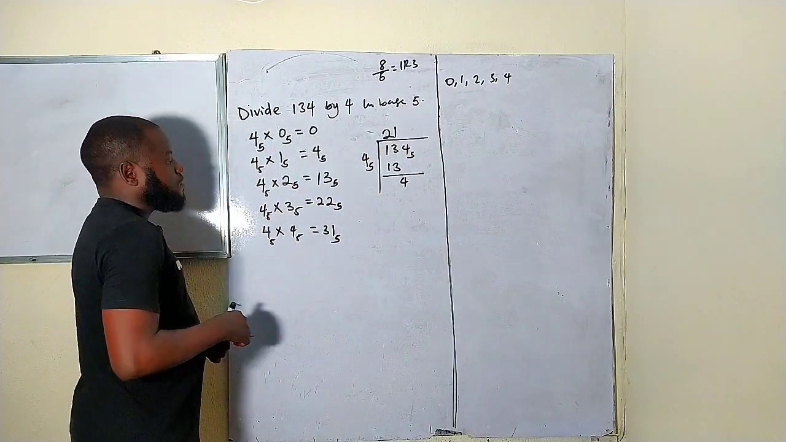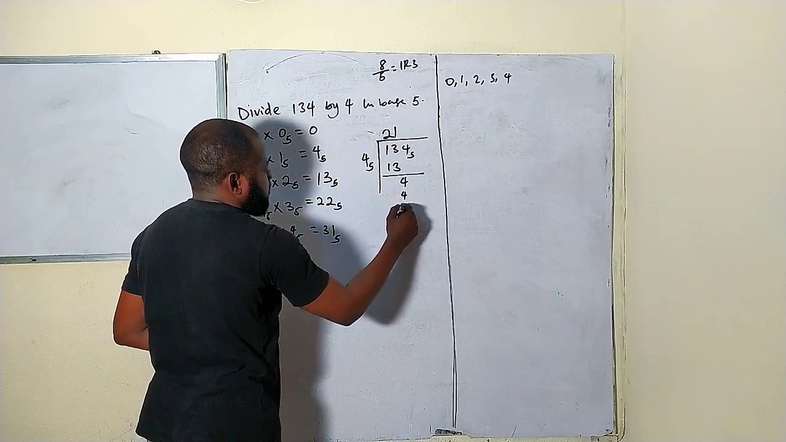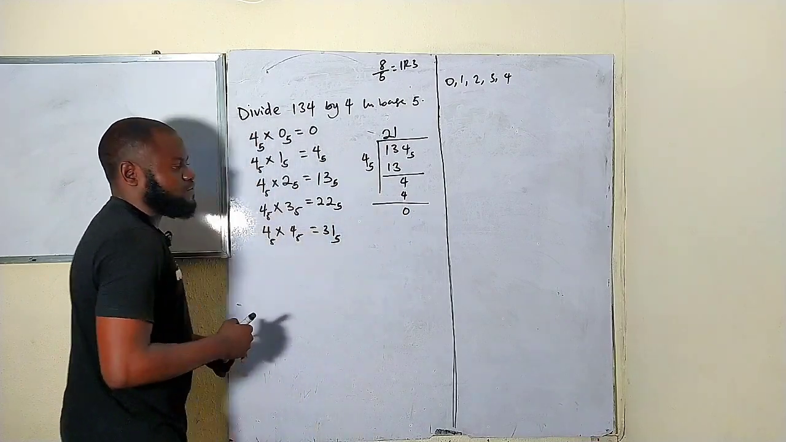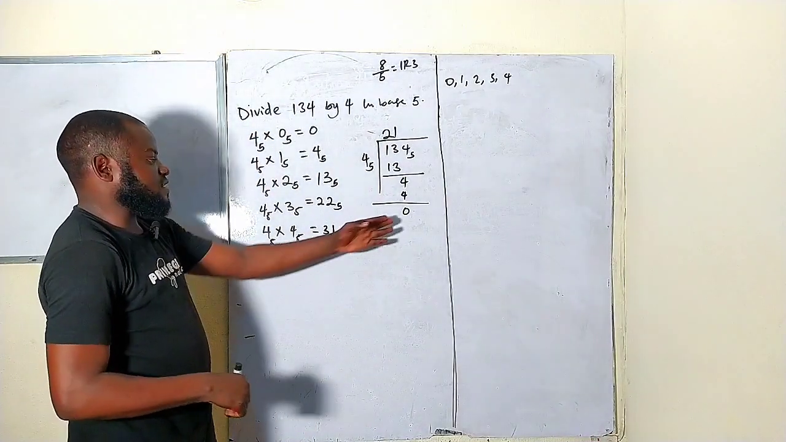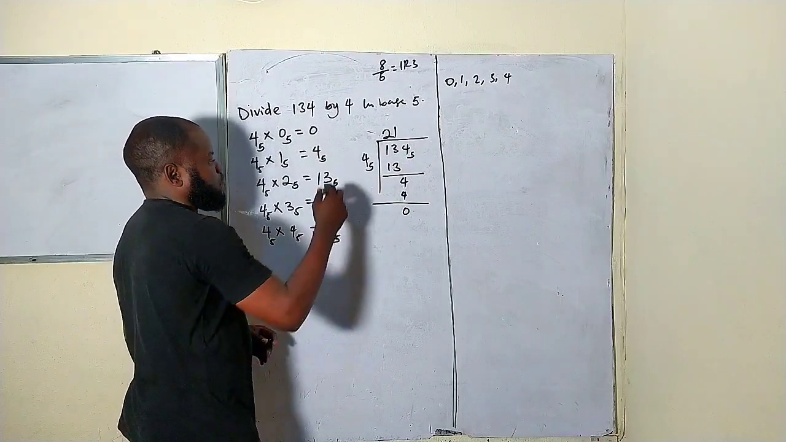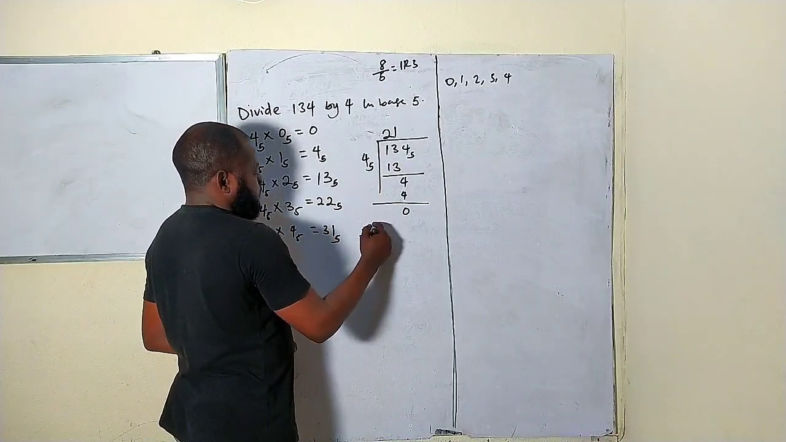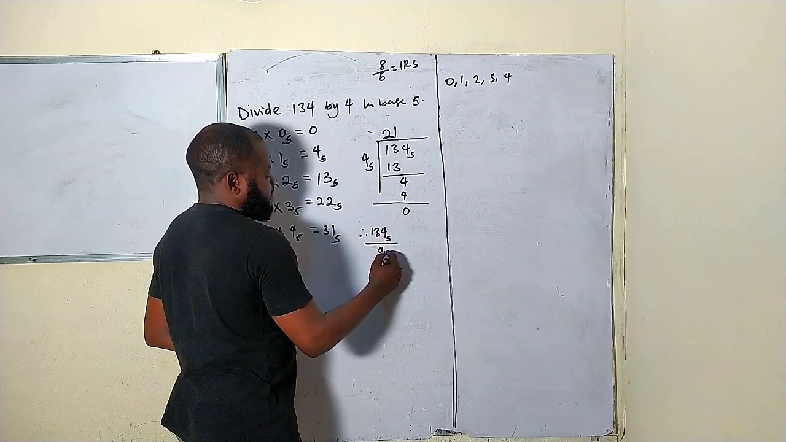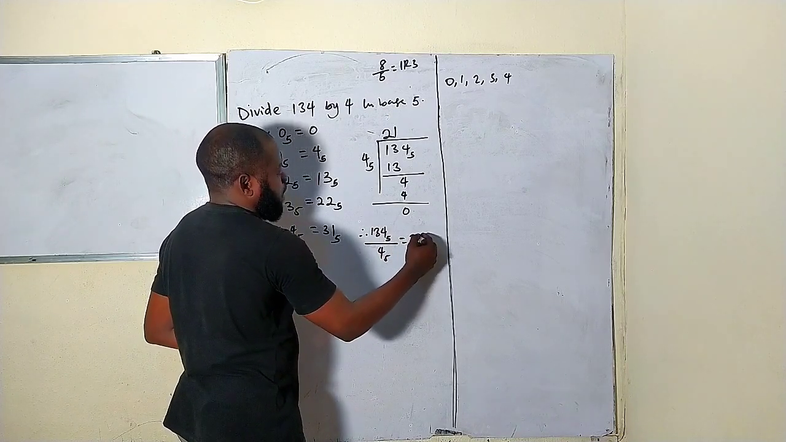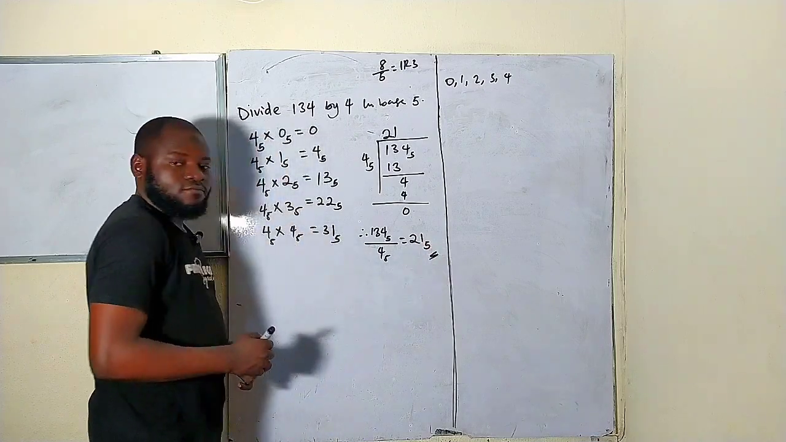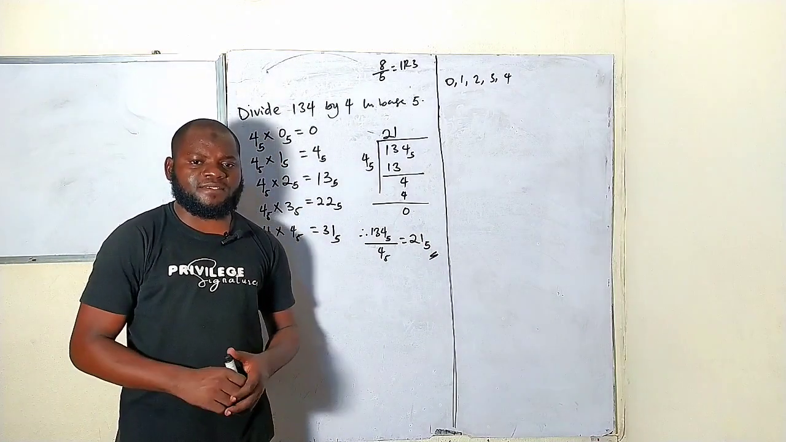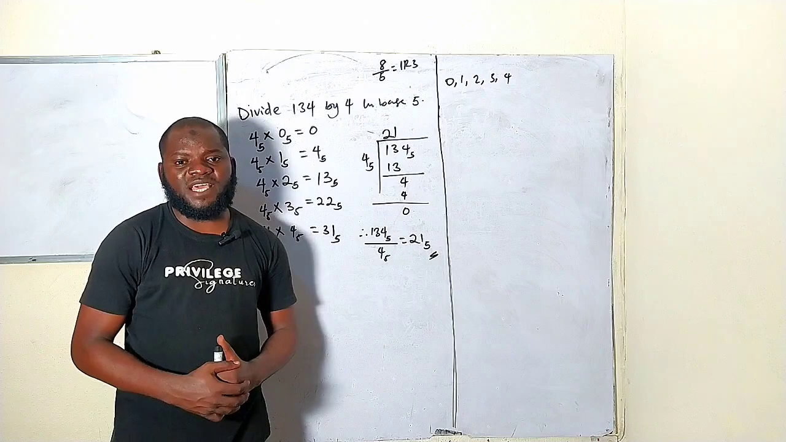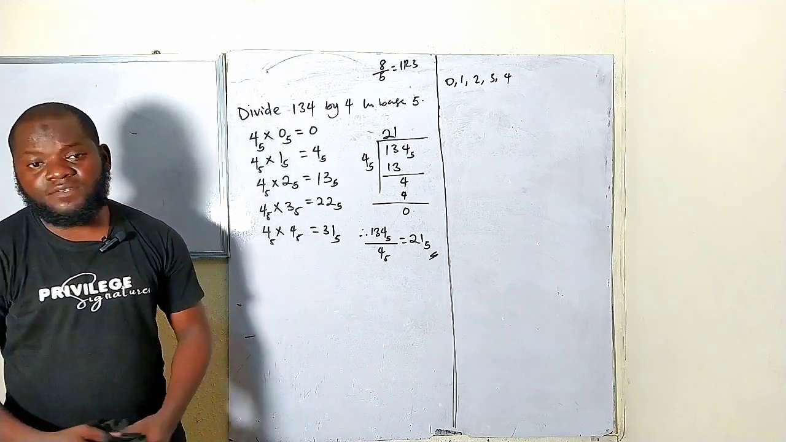Are you following now? So 1 times this will be 4, and our result is going to be 0. Since our result is 0 right now, we can say 134 in base 5 divided by 4 in base 5 is equal to 21 in base 5. Do you understand how we go about that now? So it's pretty much simple like that. So let's see what else we can do.